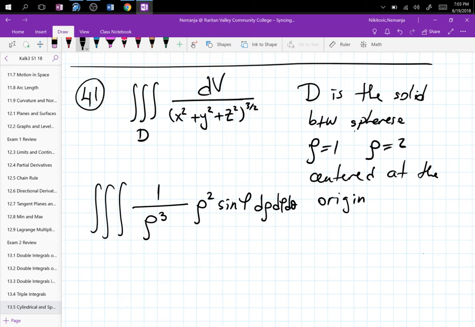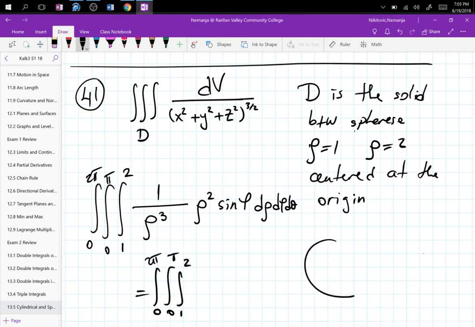And this is 2 spheres, one inside of the other. So 0 to 2 pi for a sphere, 0 to pi for a sphere, and then 1 to 2 on the radius. And now you just simplify. Can you try to draw this? No, because you can't see it. All you would see is this.